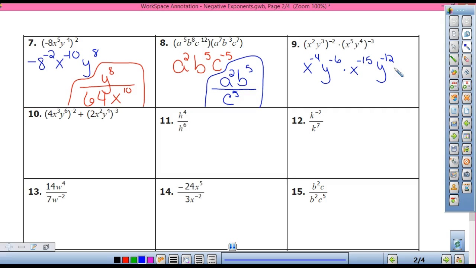Now what do I do to my exponents? Now I add them. So x to the -19th, y to the -18th. Are they both negative? Yep. So move them down. 1 over x to the 19th, y to the 18th.